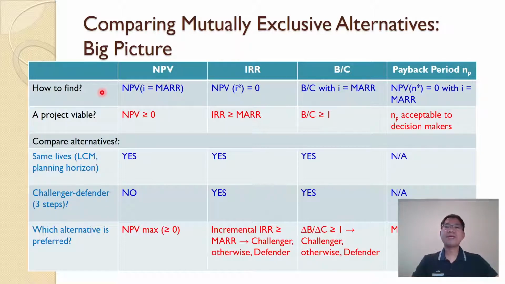How to find net present value. First, how to find net present value. Simply put the I in that equation equal to minimum attractive rate of return. Find out the equivalent present value of all the costs and benefit at time 0. Then whatever the number you find out, that is NPV.